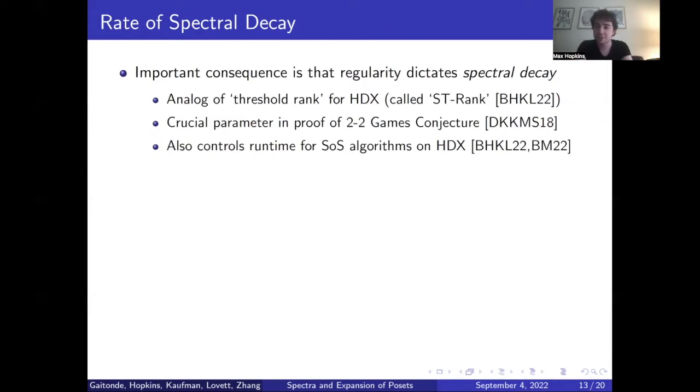It was introduced in some earlier work with Bafna. And it turns out to be not only a crucial parameter in the proof of the 2-to-2 games conjecture, which I'll talk about a little more concretely in a minute. It was also shown to control the runtime for various sum of squares algorithms for unique games on high-dimensional expanders. This is a very important parameter. It controls spectral algorithms and spectral behavior on these objects, on these walks.